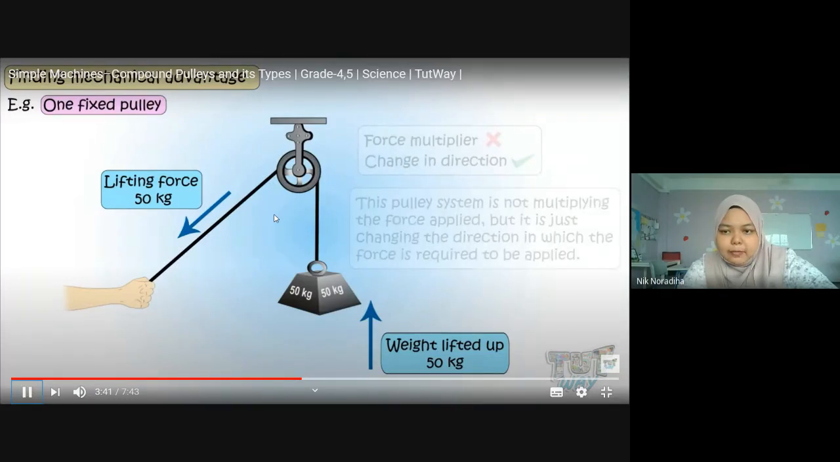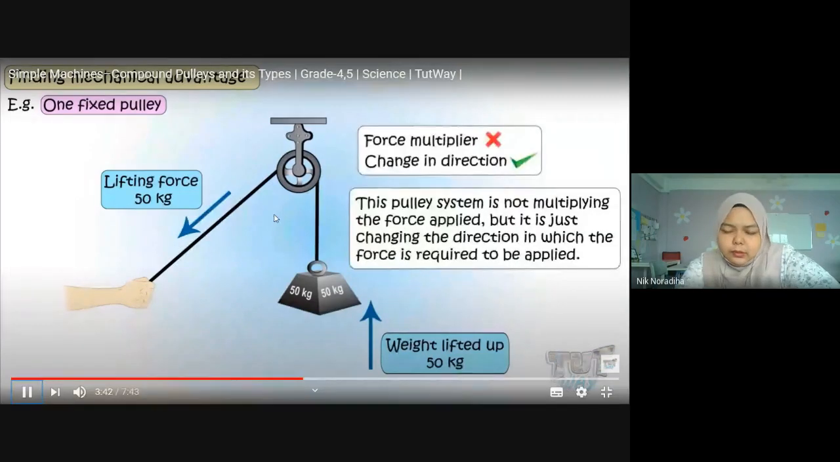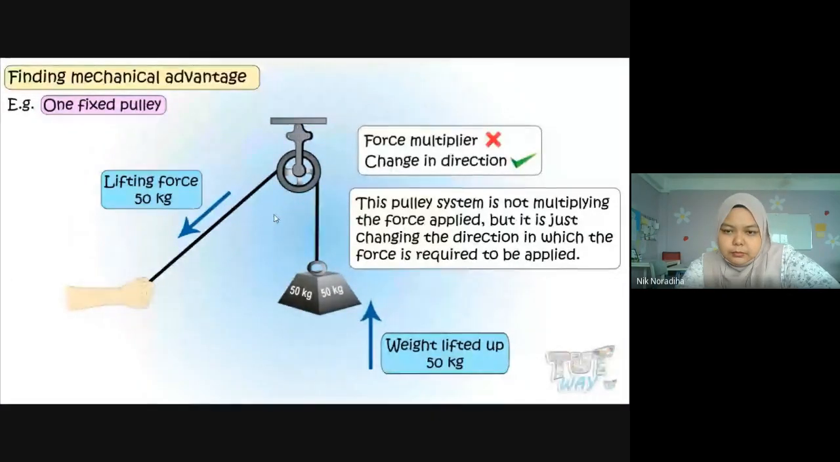That is, this pulley system is not multiplying the force applied by you, but it's just changing the direction in which the force is required to be applied. You are applying force downwards, whereas the weight is required to be lifted upwards.